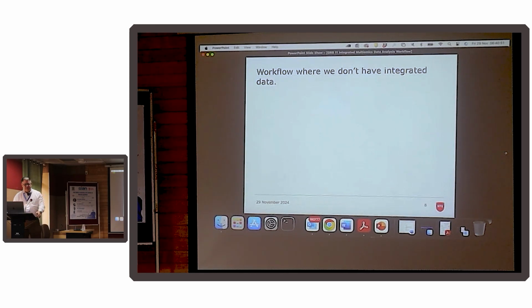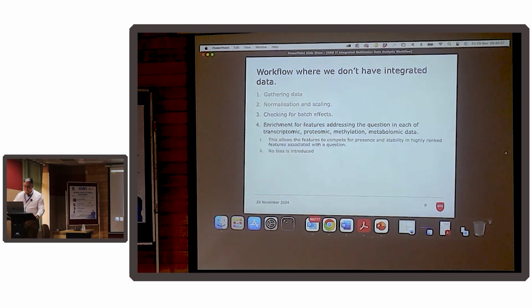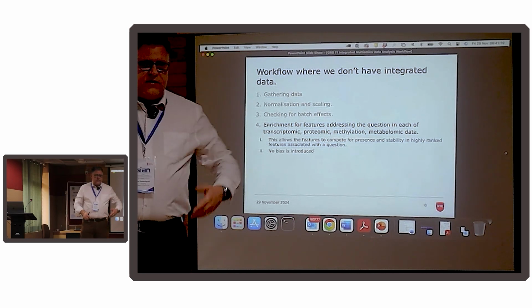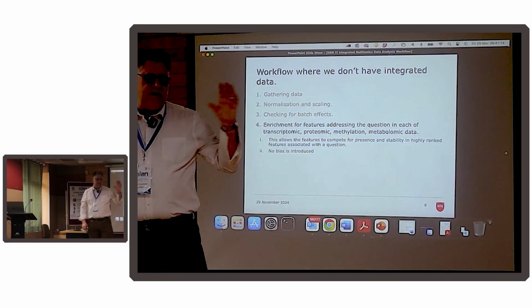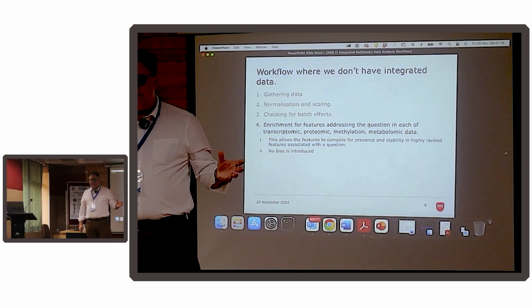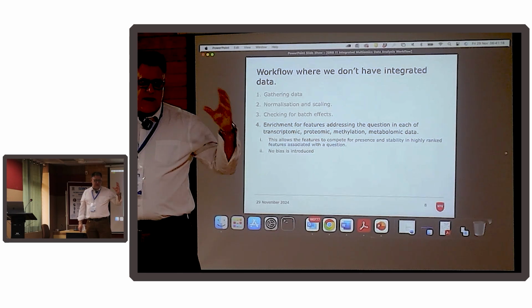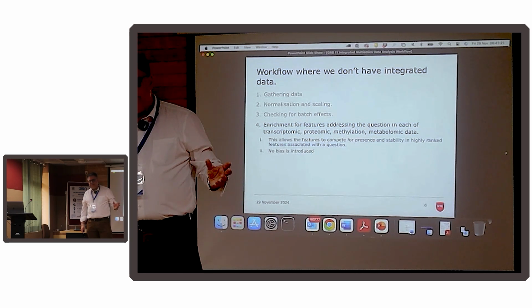If we don't have integrated data, we have a bit more of a problem. Here, what we have to do is enrich for the data sets separately. So we would enrich separately for transcriptomic, proteomic, methylation, metabolomic. That gives us a pool of things for each one of those compartments, probably from a different population, because the same experiment hasn't been done on the same cases.